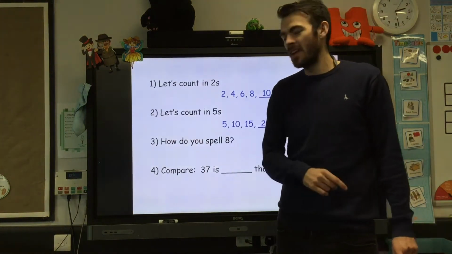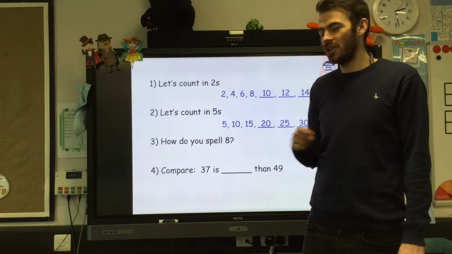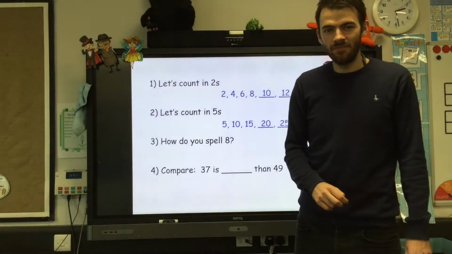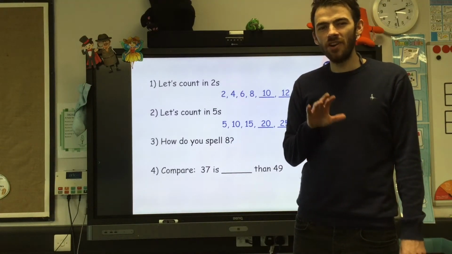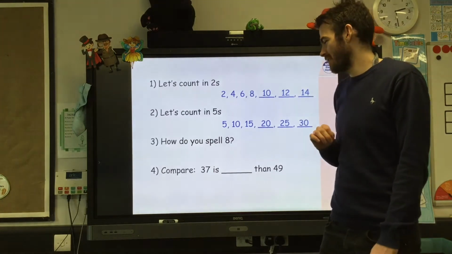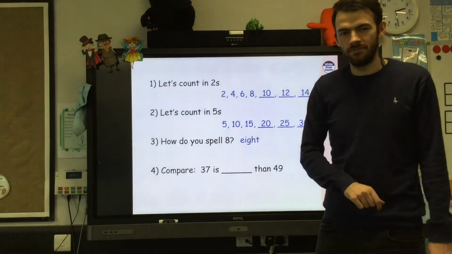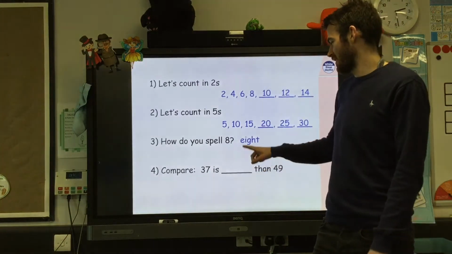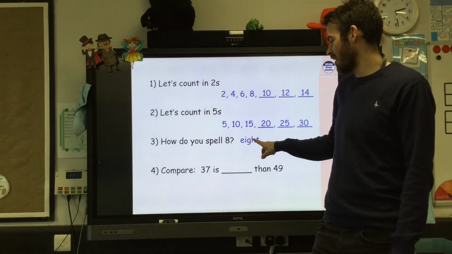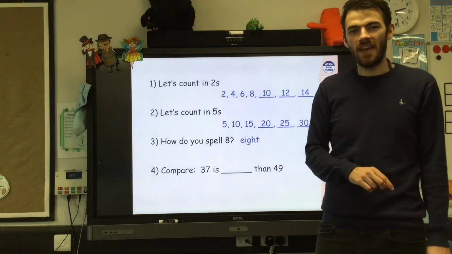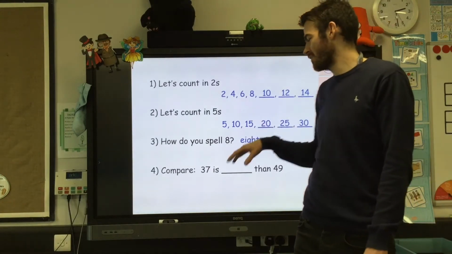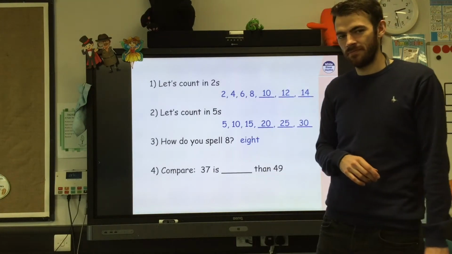Number 3. How do you spell in words the number 8? If you're not sure, have a go at writing that down. Okay, let's have a look at the spelling. So it's a tricky word, that is. We have an e, i, g, h, t to spell 8. So it doesn't sound the way it's spelt.